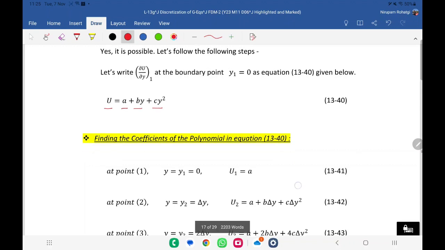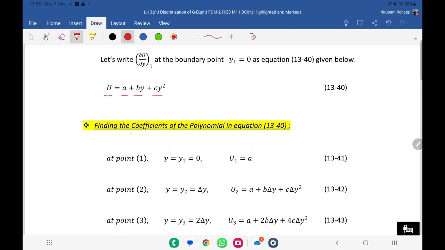Now we have to find these coefficients. What are these coefficients? Because until these coefficients are known, we don't know what the equation is. We know that y1 is equal to 0. You put it in the above equation, you will get u1 equal to a. Again, when I am solving this, don't fall into the mathematical part of it. Just focus on the conceptual part, what we are doing.